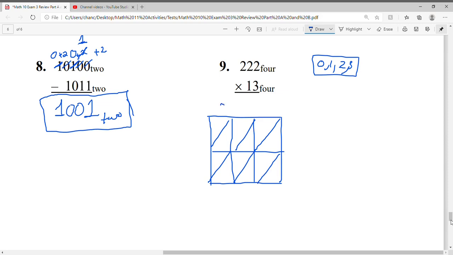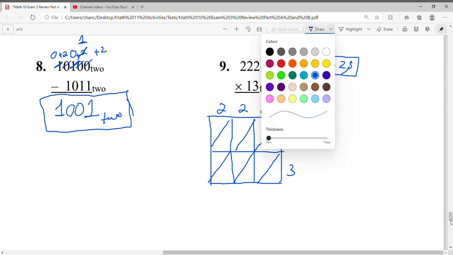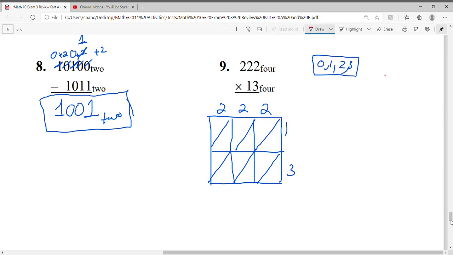Let's multiply now 2 2 base 4 times 1 3 base 4. Two times 1 is 2. I'll put a 0 and a 2. 2 times 1 again is 0, 2. 2 times 1 is 0, 2. Now 2 times 3 is 6, but 6 does not exist in base 4. 6 divided by 4 is 1 remainder 2. So we'll put a 1 and a 2. 2 times 3 is again 6, or 1, 2 in base 4. 2 times 3 is again 1, 2 in base 4.